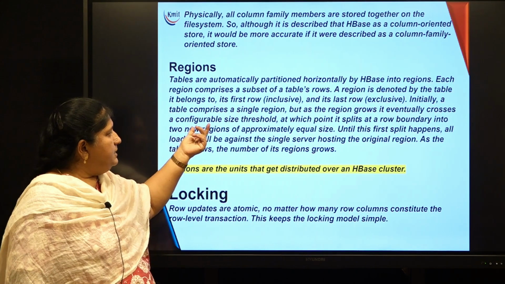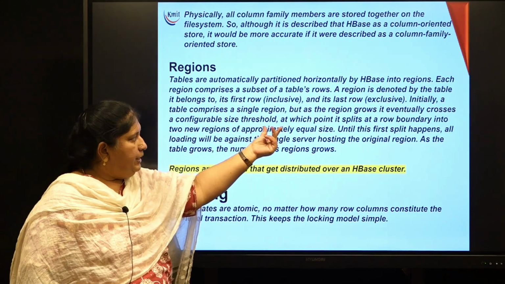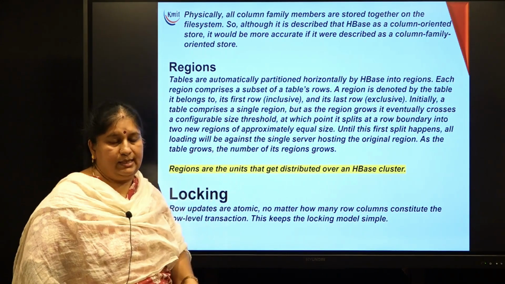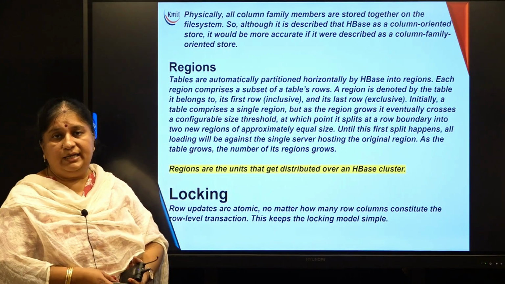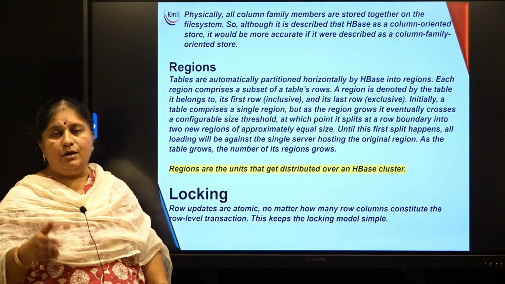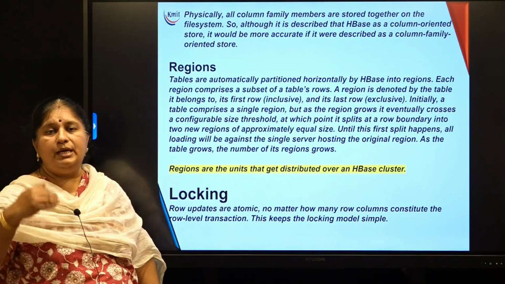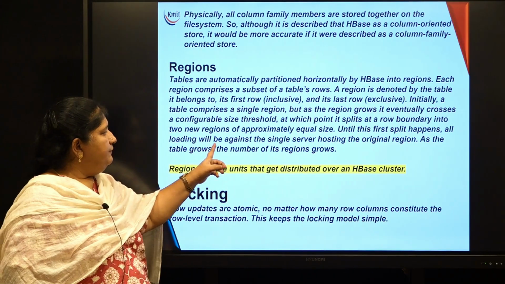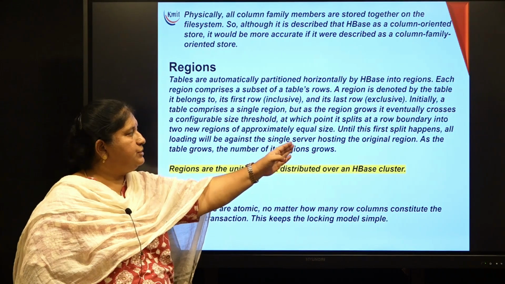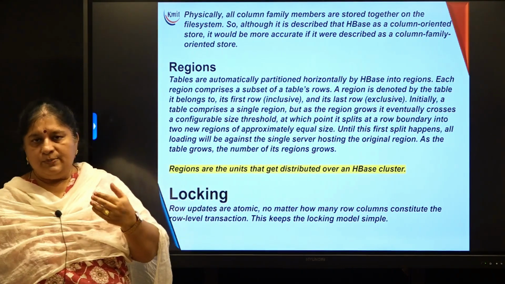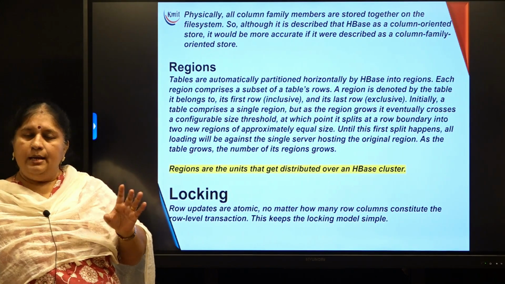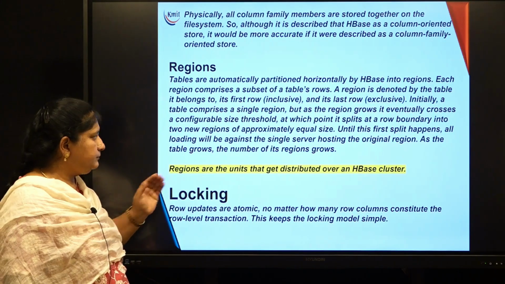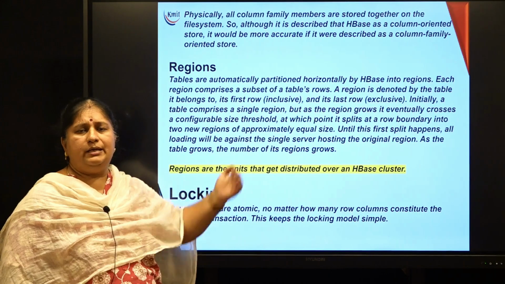Initially, there is a configurable size threshold at which point a region splits at a row boundary into two new regions of approximately equal size. If you don't specify any split size or region size, by default it will try to divide the rows into two equal halves. Until the first split happens, all loading will be against the single server hosting the original region. If we are not specifying a splitting operation, by default the entire data is expected to be stored with a single server. As the table size grows, the regions keep on growing.